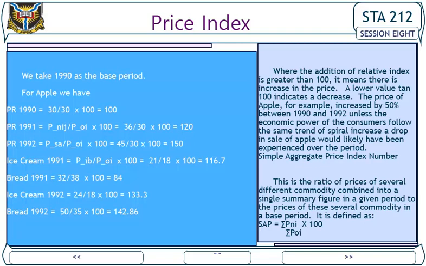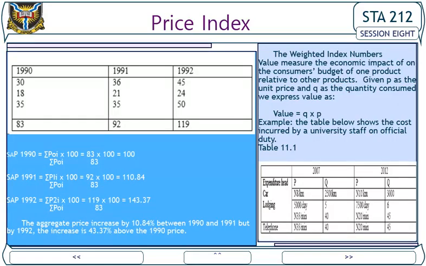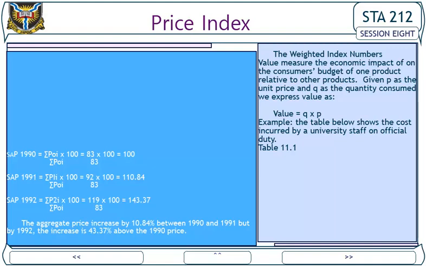Simple aggregate price index number. This is the ratio of prices of several different commodities combined into a single summary figure in a given period to the prices of these several commodities in a base period. It is defined as SAP for 1990, 1991 and 1992. The aggregate price increased by 10.84% between 1990 and 1991, but by 1992, the increase is 43.37% above the 1990 price.